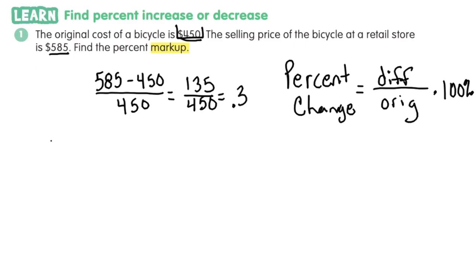Our last step will then be to change the fraction into a decimal and then a percent, and we can do that by multiplying by 100 or moving the decimal 2 places to the right. So that would be 30%. And then we could say that the retail store marked up the bike by 30%, or there was a 30% increase in the price, or the markup was 30%. Any of those are acceptable ways to answer this.